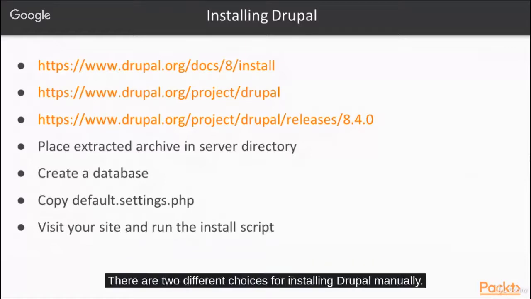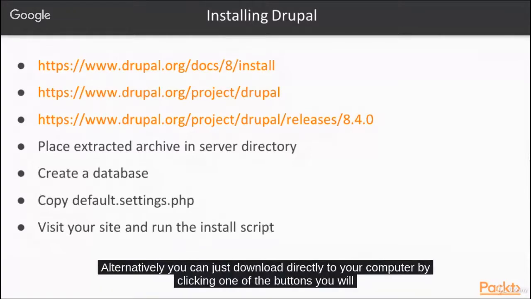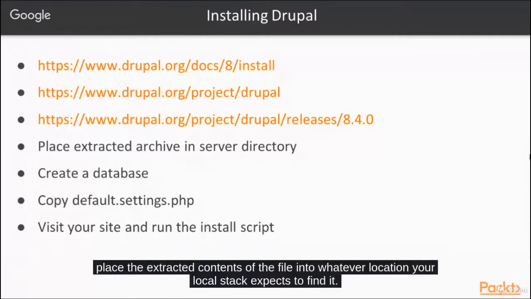There are two different choices for installing Drupal manually. You may choose a tarball or a zip file. The releases page provides FTP addresses for both, if you wish to use a tool like wget to download them. Alternatively, you can just download directly to your computer by clicking one of the buttons. You will place the extracted contents of the file into whatever location your local stack expects to find it.